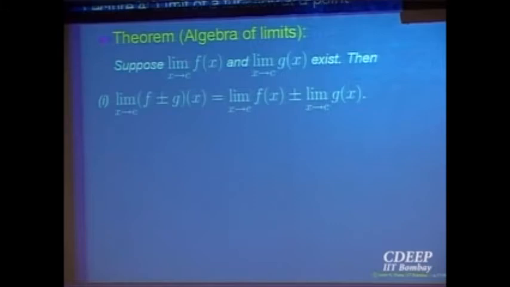So using the corresponding theorem for limits of sequences, what do we get? Limit of f plus g at Cn is equal to limit of f of Cn plus limit of g of Cn. But limit of f of Cn is equal to, say, L, and limit of g of Cn is equal to, say, M. So limit of f plus g will be equal to L plus M. So that is the same as limit of f plus limit of g.